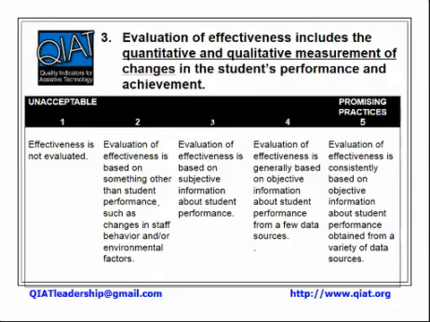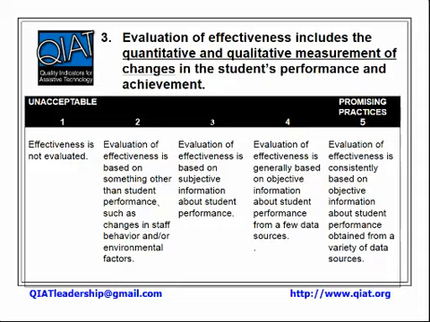In looking at the matrix to go with that indicator, what we find is that, to begin with, the unacceptable is that we aren't evaluating the effectiveness at all, or that we're evaluating something other than the student performance. Everybody thinks he's doing better. On 3, we're evaluating on subjective information about student performance. Oh yes, he's getting a lot better, a lot better. And on the 4th, approaching promising practices, we're evaluating based on objective information about student performance, but just from a few data sources. When he's in the resource room, he's able to type so many words per minute. Most promising practice, we're looking at evaluating the effectiveness consistently based on objective information about student performance obtained from a variety of sources.